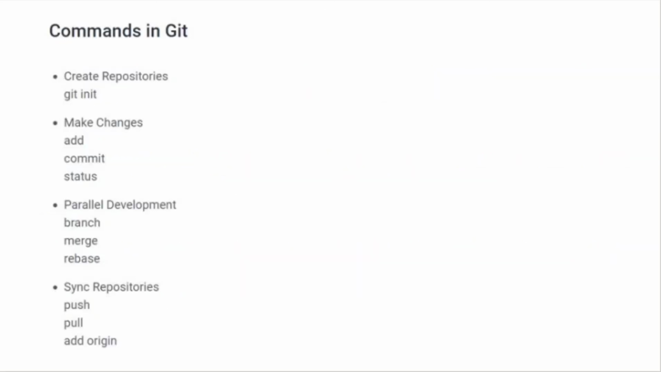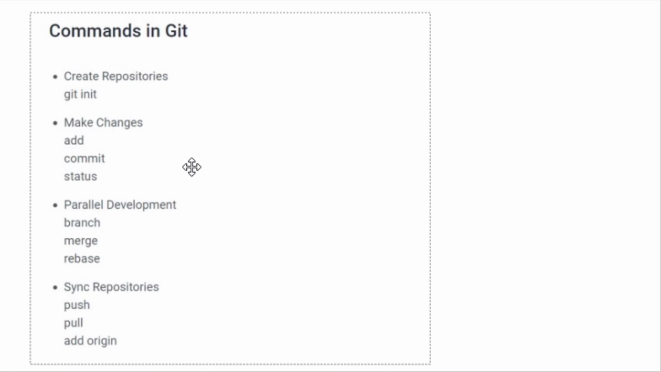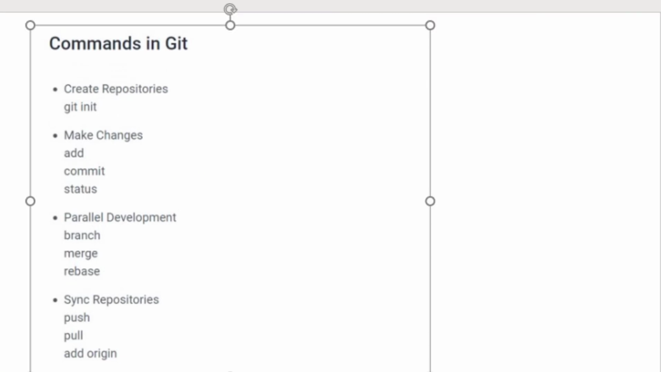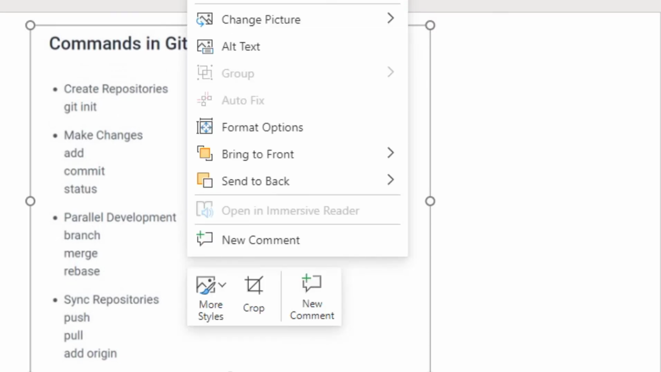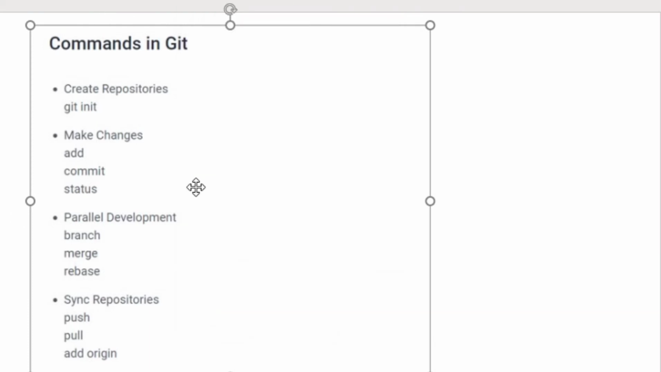Now we will see some basic Git commands. For Git repositories, if we have to create a new Git repository, we use the command git init. Init is just like initialization. If you have to make changes, these are the commands we use: add, commit, and status.